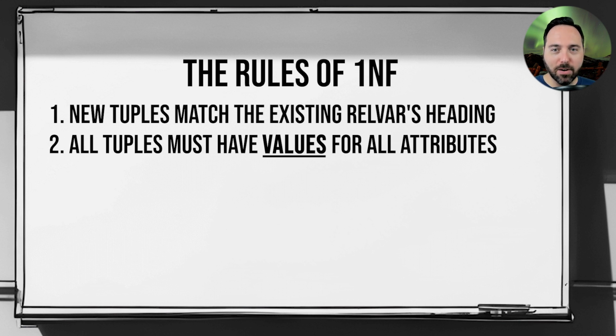Hopefully, one of the smart kids falling asleep in the back perked up at this because it's a pretty big deal. Null is not a value. Null is the absence of a value. Therefore, if you have nulls in your tuples, you are not in first normal form.